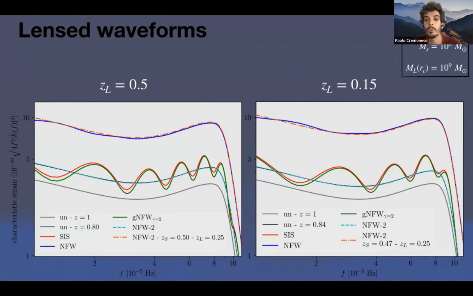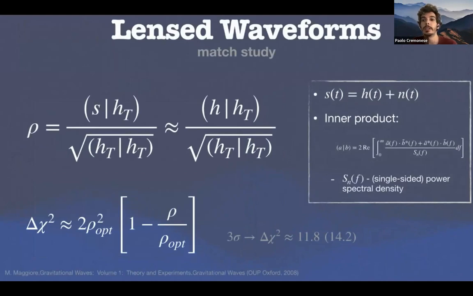So to do so, we use two methods. The first is a match study between the lensed and the unlensed waveform, or the lensed waveform with two different lens models. So in a match filtering analysis, the signal to noise ratio is calculated comparing the signal with a template, as I'm showing in the main equation here, where S of t is the signal composed by the actual waveform and some noise. Then we have the inner product. And then capital S of n is basically the sensitivity of the detector, the power spectral density.